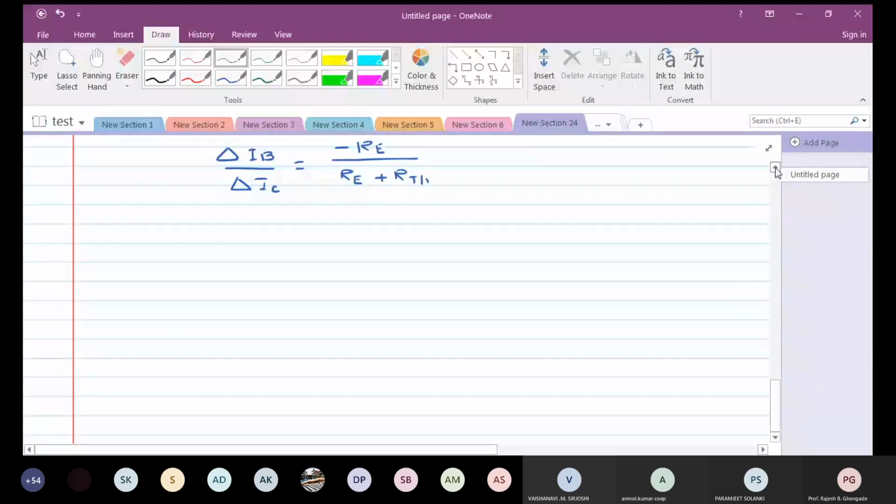Now I can put this in the equation for stability. And what do I get? One, again, my negative sign is cancelled, RE divided by RE plus RTH.